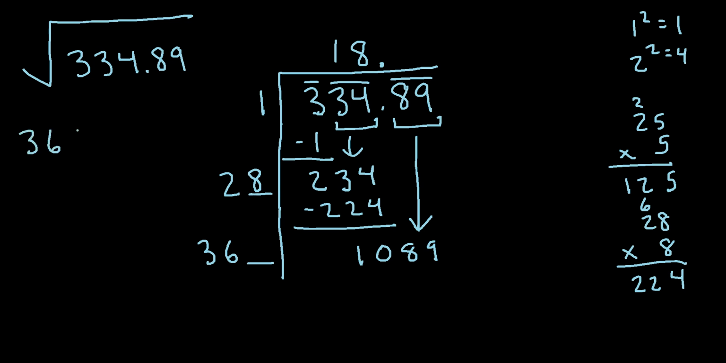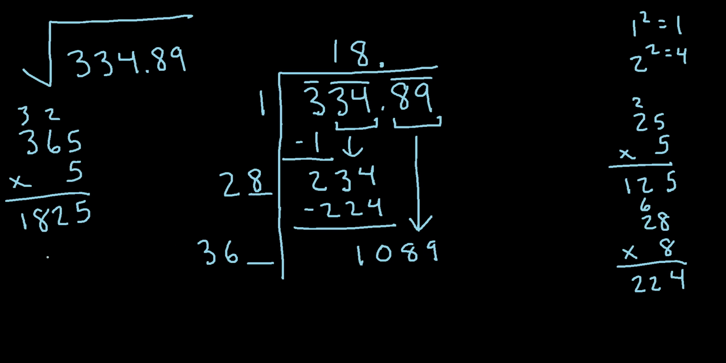So let's do 365 times 5. So we get 5 times 5 is 25. 6 times 5 is 30, plus 2 is 32. And 3 times 5 is 15, plus 3 is 18. So 1825. So that was too big. We went over 1089. So let's try a smaller number.